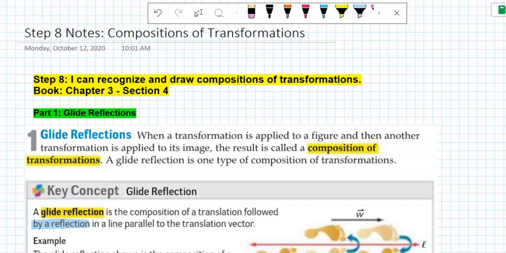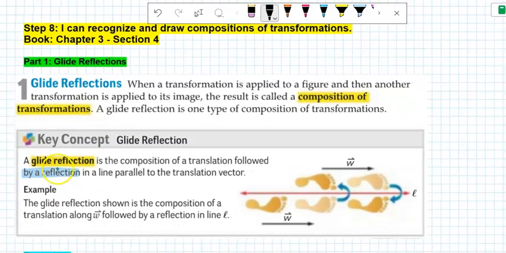So in step 7, we have a nice foundation now of how we can do one reflection, one rotation, or one translation on our graph. In step 8, we're going to take it one step further and do maybe a reflection and then a rotation, or a reflection and a translation, or maybe even 2 reflections, some sort of combination of 2 of them instead of just one now. Okay, so we're going to add a layer of difficulty there.